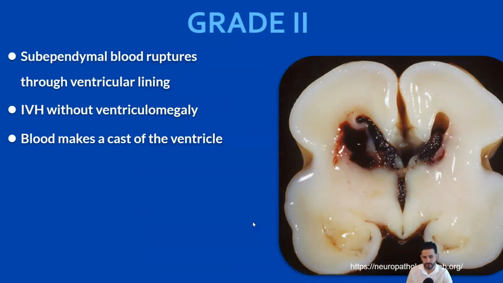All right, so grade 2, once the blood has gone from the germinal matrix and broken into the ventricle, you have a grade 2. So you're not going to have ventriculomegaly, so the ventricles are not going to be very large. They're going to be normal sized. And the blood can make a cast of the portion of the ventricle that it's in. As you can kind of see right here, the blood is taking up some space here.